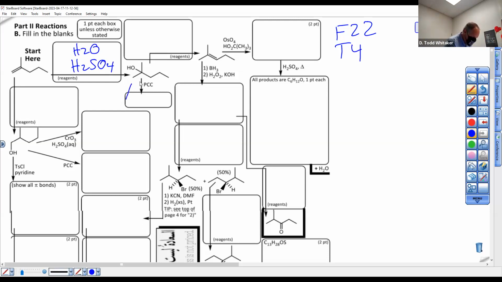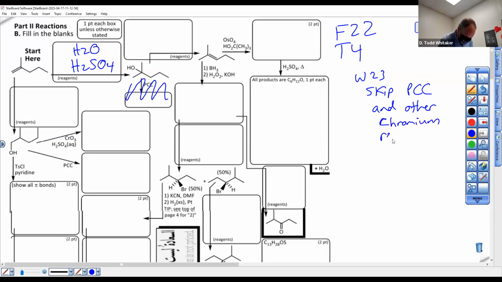We're skipping this because I told you to skip. This is winter 23. Skip PCC and other chromium reactions. Yes, one of the C's in there is chromium. I may be adding to this list on this page, but right now we're at that, okay? That was in the study guide to do that, right? Skip PCC. So I'm scratching it out.